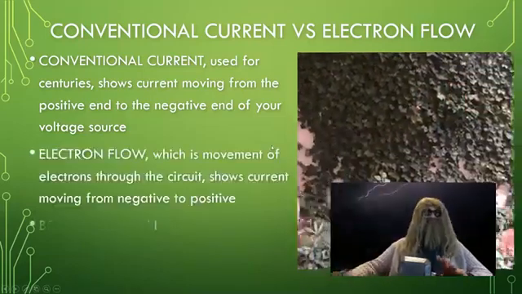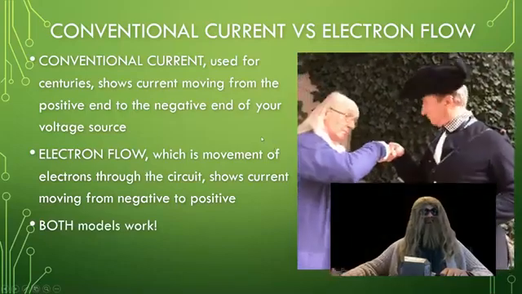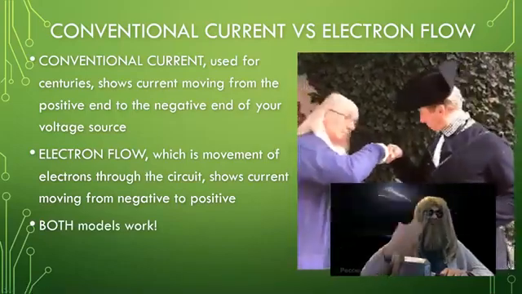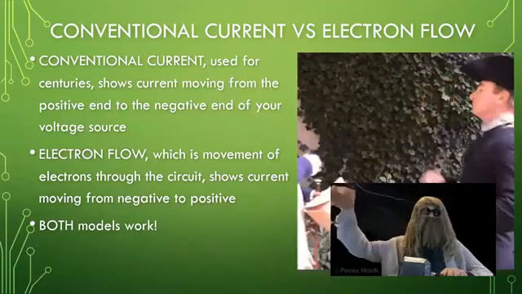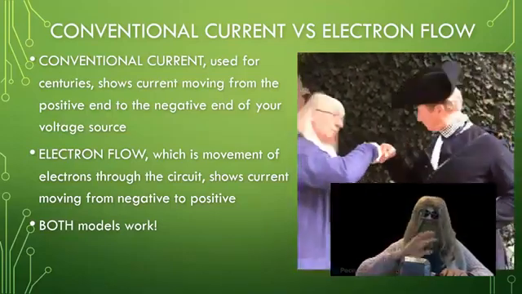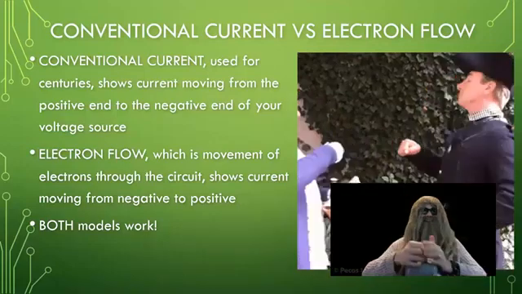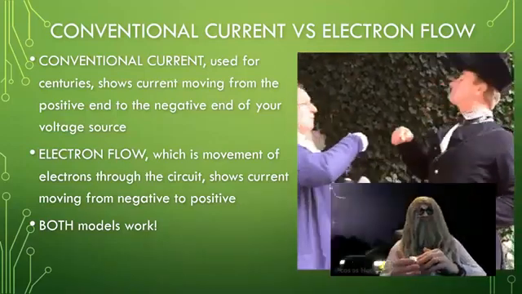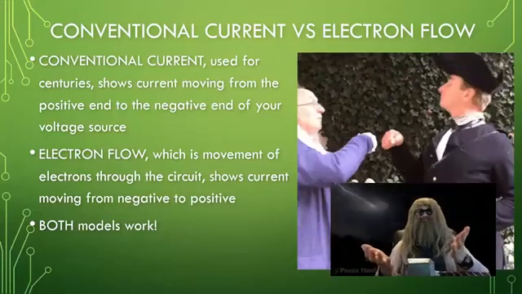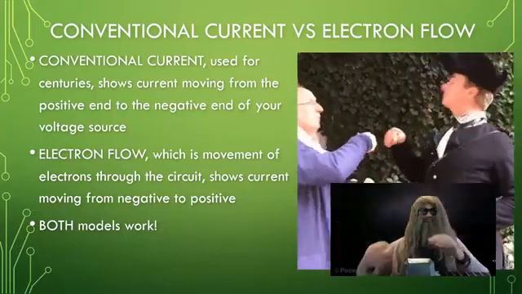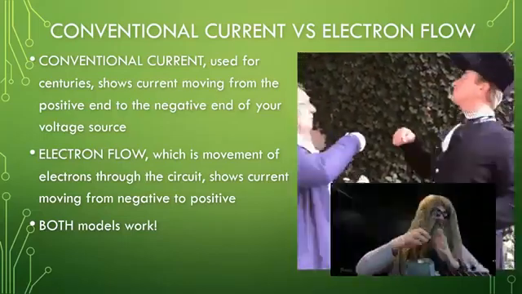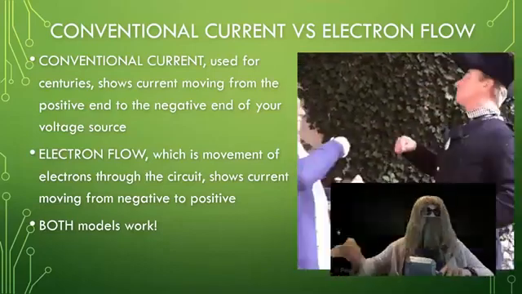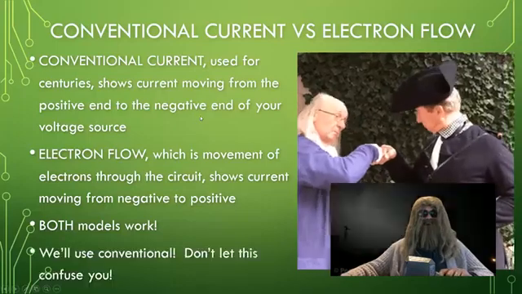The opposite is electron flow, where we know the electrons are moving with their energy, and they're going from a negative to a positive in the circuit. Once again, it doesn't matter how you think of it. Both models, the conventional current model or the electron flow model, they both work. It's all about being able to trace movement and then using that to figure out various things. So don't worry about it.